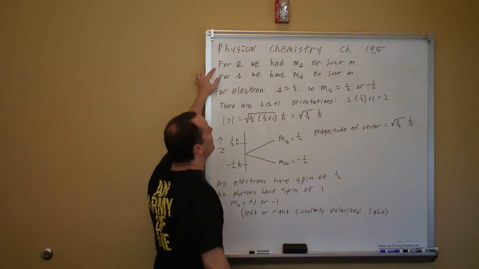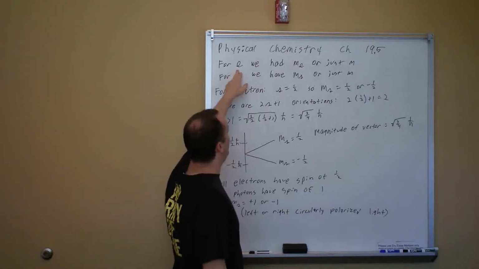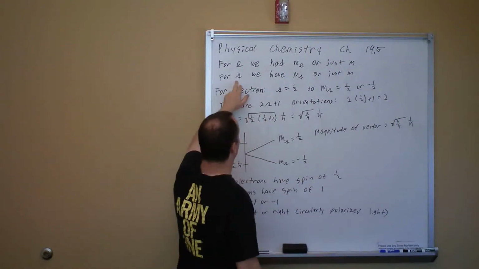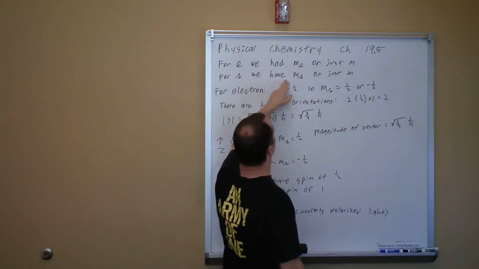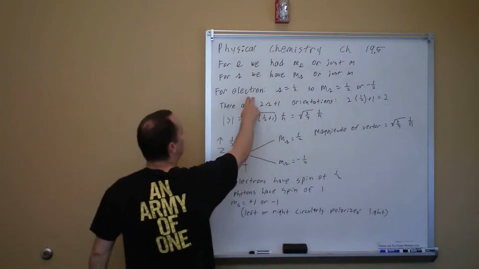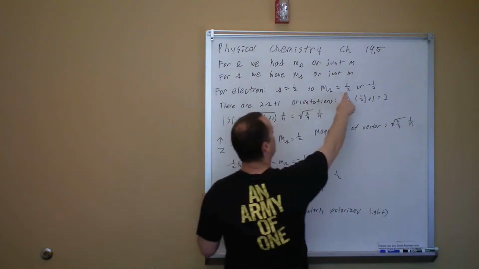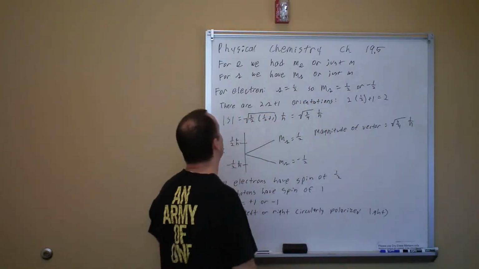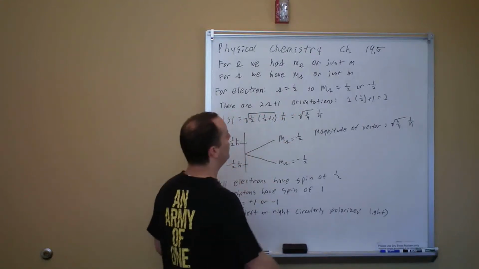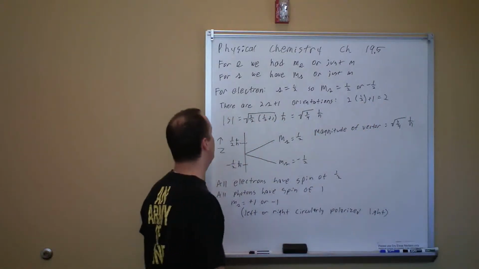Continuing on physical chemistry, chapter 19, section 5. So remember, for the quantum number l, we had ml, which we simplified to just m. Now for the lowercase s quantum number, we have ms, or just m. So for an electron, s is always 1/2. So ms can be 1/2 or negative 1/2. Now there are always 2s plus 1 orientations for this. So for an electron, you put in 2 times 1/2 plus 1, and you get two different orientations.